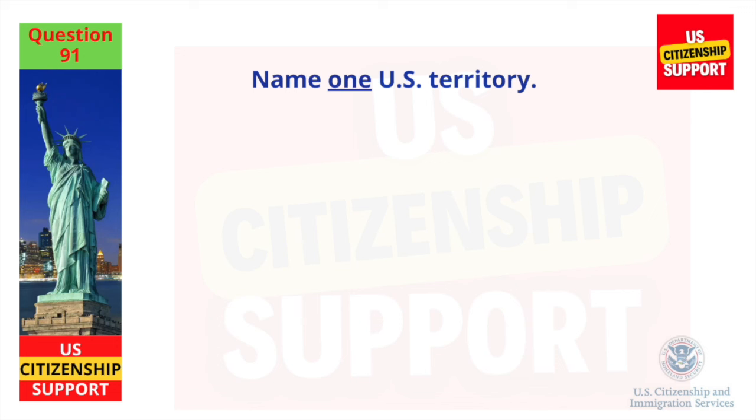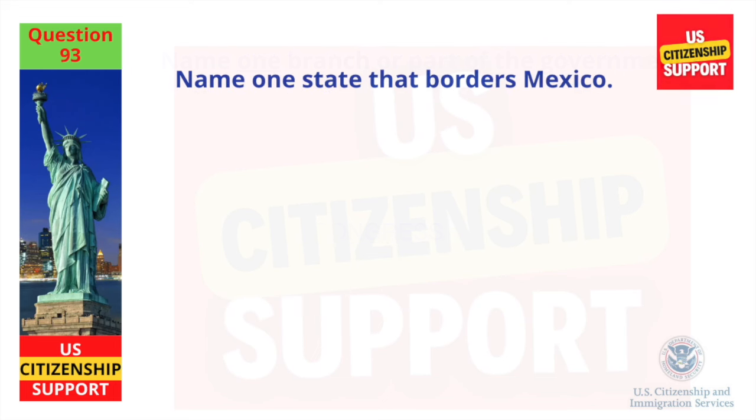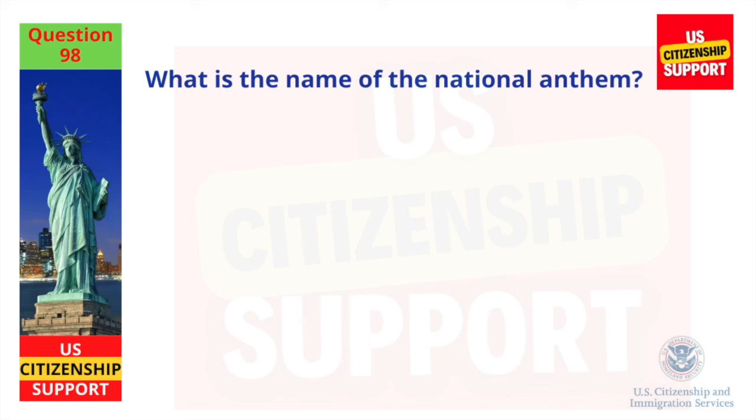Name one U.S. territory. Guam. Name one branch or part of the government. Congress. Name one state that borders Mexico. Arizona. What is the name of the national anthem? The Star-Spangled Banner.